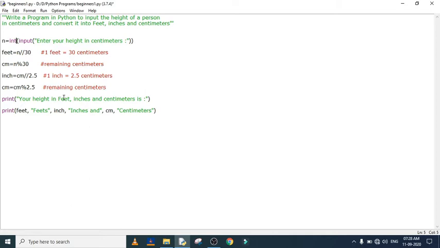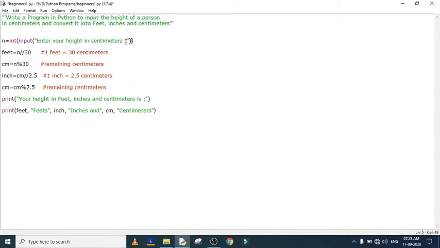Means you have to input the height in centimeters. We have written the statement. One more thing, keep in mind: for every statement where we input and every statement where we print, we must have a proper message for the user. I have given the message, enter your height in centimeters.